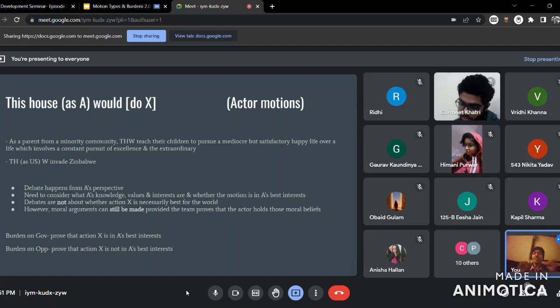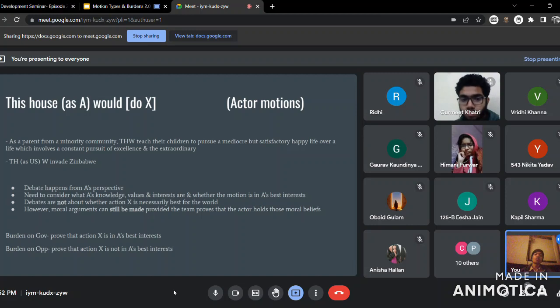So you assume that you are this actor, and then you think, would this motion be a good thing or a bad thing from this actor's perspective? From my perspective, if I am the actor, and therefore you debate accordingly. So these are the couple of examples that we have.